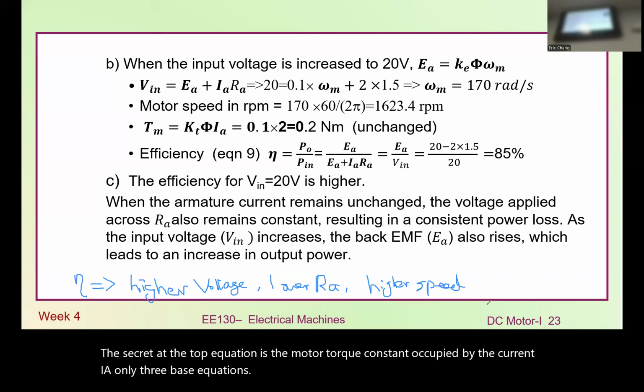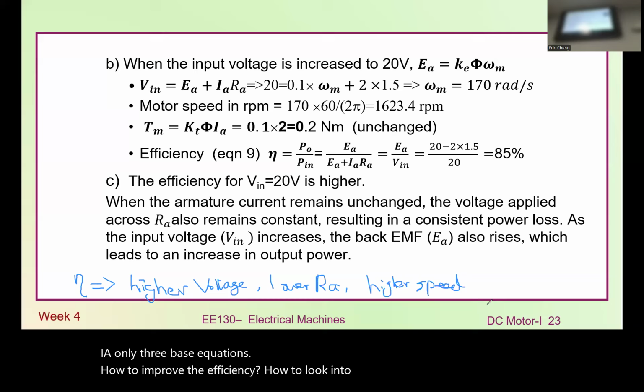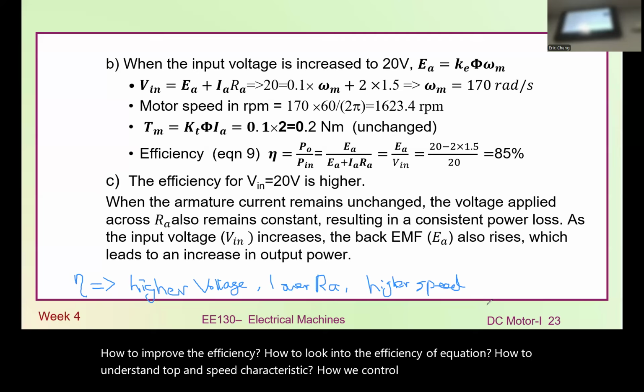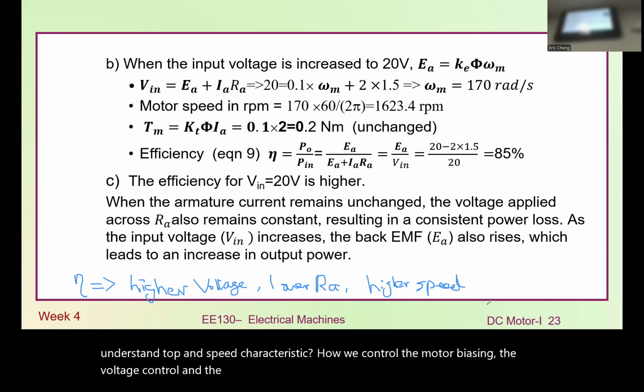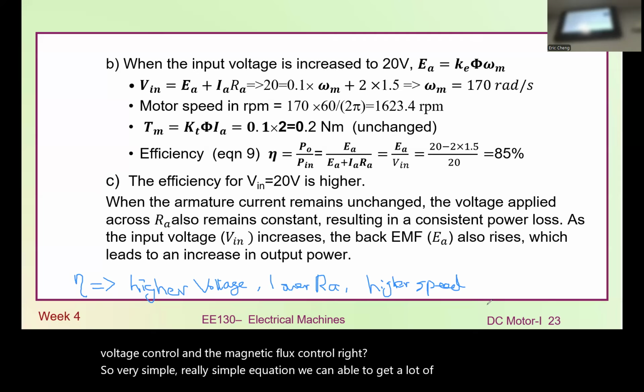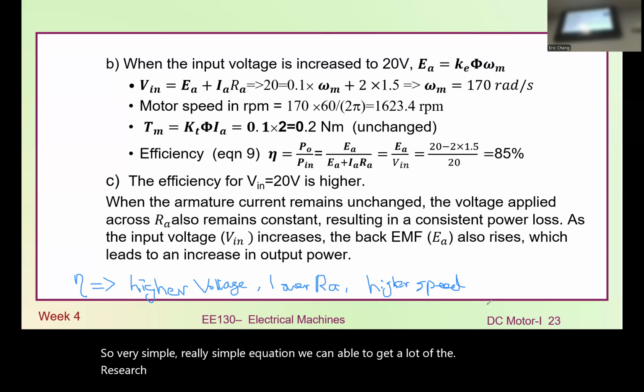The theory includes how to control the motor, how to improve the efficiency, how to look into the efficiency equation, how to understand torque and speed characteristics, and how we control the motor by using voltage control and magnetic flux control. So with three really simple equations, we are able to get a lot of research topics from there. Even for the DC motor, so much work has been done. Marvelous, right? The first equation is always Ohm's law, simple Ohm's law, everybody knows. But so many things come out from this simple DC motor.